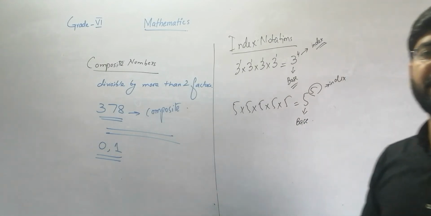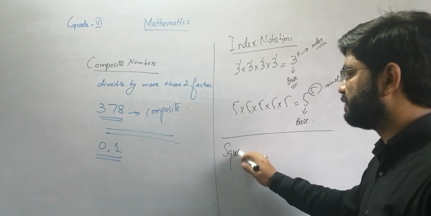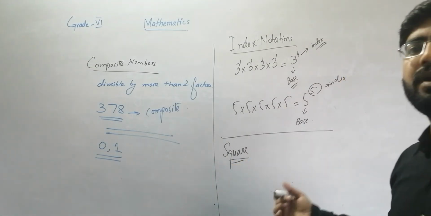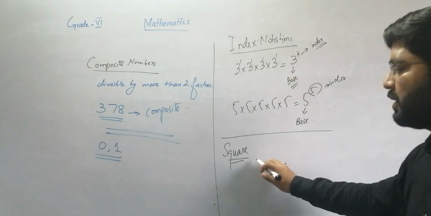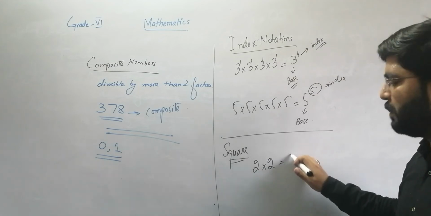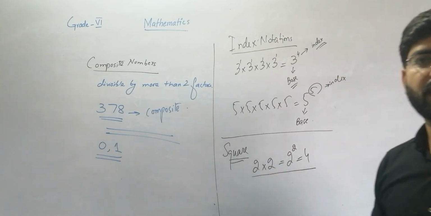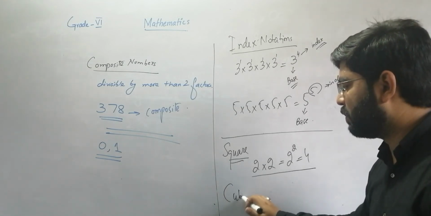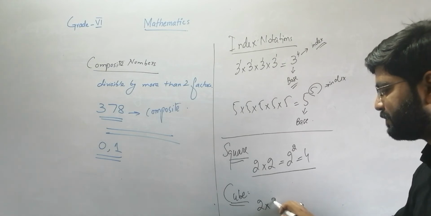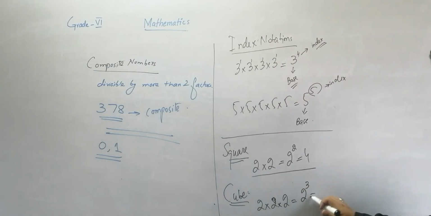After this, we are going to have a discussion on what squares are. When a number is multiplied by its own number, the same number, such numbers are called squares. For example, when 2 is multiplied by 2, it can be written as 2 raised to power 2, which is called a square. Similarly, when a number is multiplied 3 times, it can be written as 2 raised to power 3, which is equal to 8.